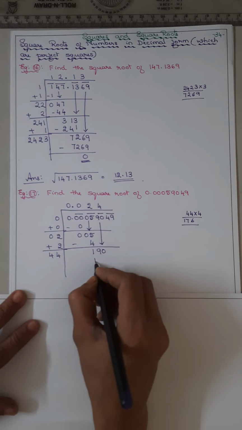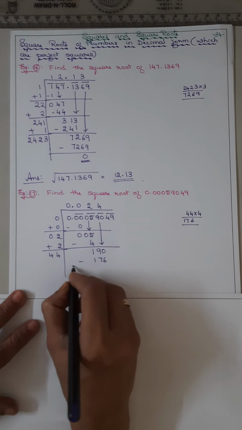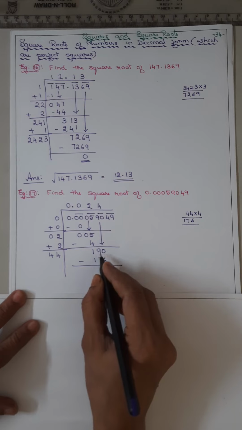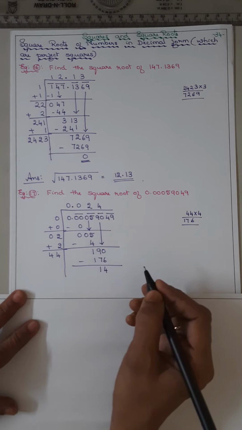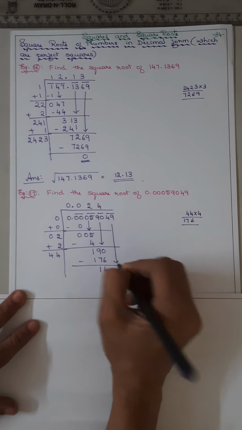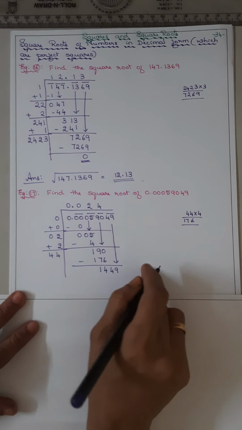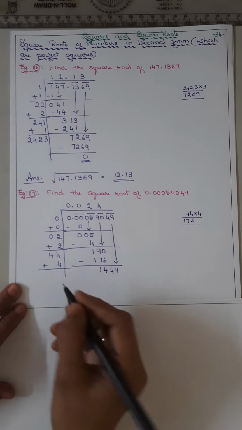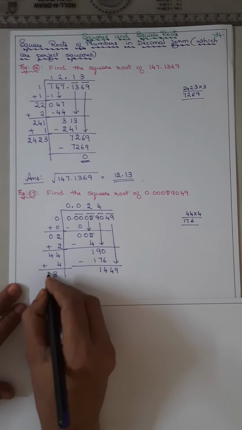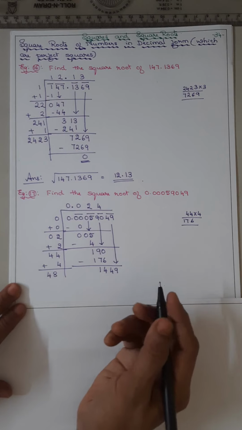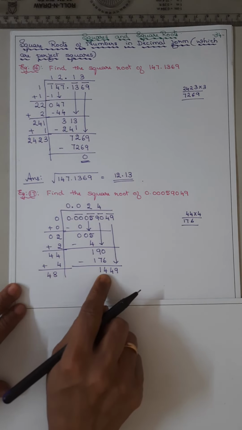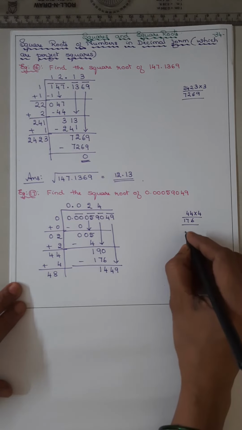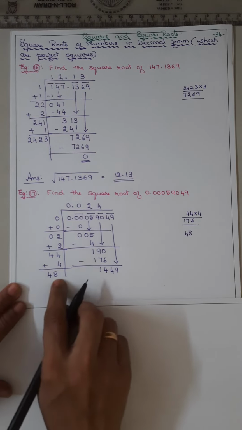You got 176. 10 minus 6 is 4. Here it is 8 minus 7 is 1. Now bring this 49 down. Now add 4. 4 plus 4, 8, and 4 as it is. Now 4, how much are 14? 4 4s are 16. 4 3s are 12. So 48 as it is.